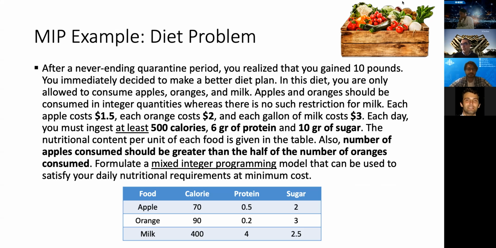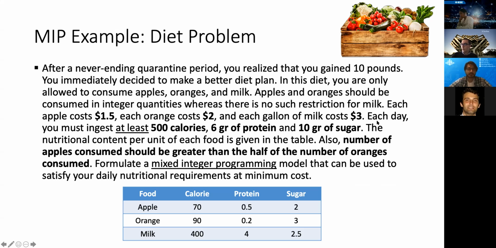But we have a restriction. We need to consume apples and oranges in integer quantities, whereas there's no restriction on milk. There is a cost associated with each unit of product. An apple costs $1.5, an orange costs $2, and each gallon of milk costs $3. There is another restriction: each day we must ingest at least 500 calories, 6 grams of protein, and 10 grams of sugar.